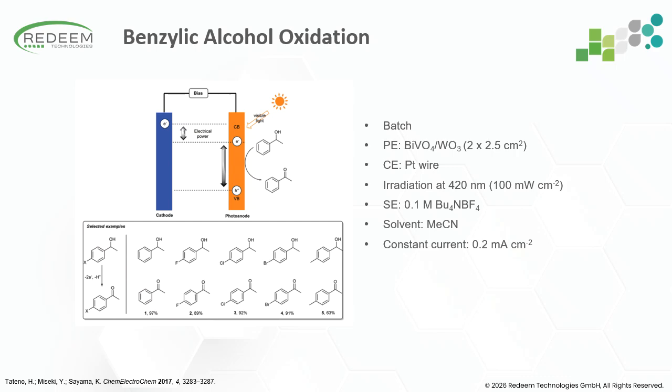There's just a small batch cell with a platinum counter electrode, acetonitrile as a solvent, tetrabutylammonium tetrafluoroborate as a supporting electrolyte, and operation at a constant current density of 0.2 milliamps per square centimeter, which is really low. The study demonstrates here that the concept is chemically versatile, achieving oxidation of several substituted benzylic alcohols. However, the focus here is clearly on proving the reaction chemistry rather than optimizing transport or engineering aspects.